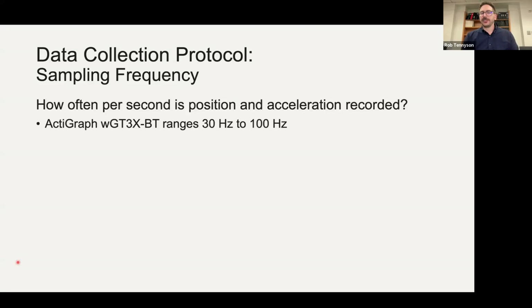I can use the actigraph GT3X as an example. It will go between 30 hertz and up to 100 hertz. This means it's collecting data 30 times a second up to 100 times a second. And for this, I think most people nowadays will recommend going as high as you can within what will work with your data analysis software, because it just gives you more data.